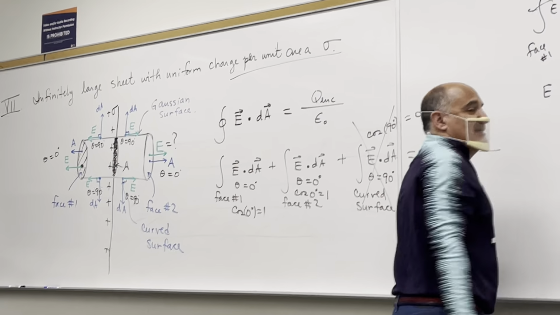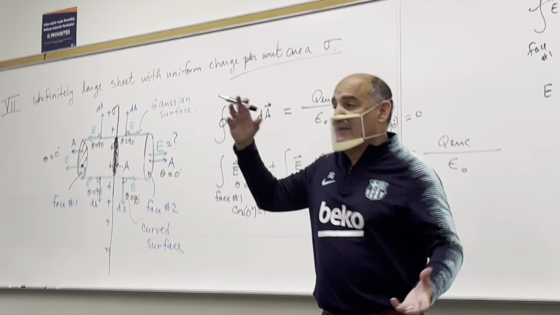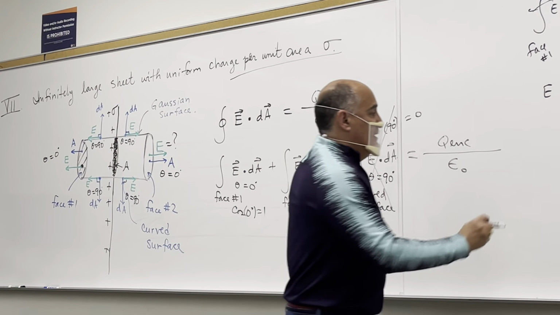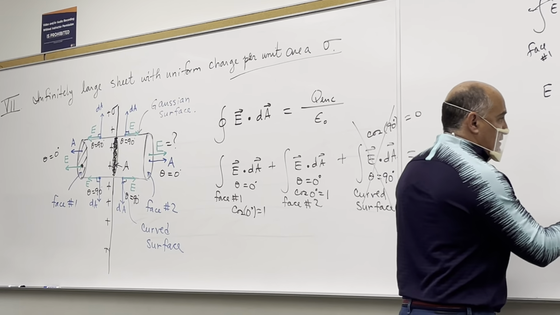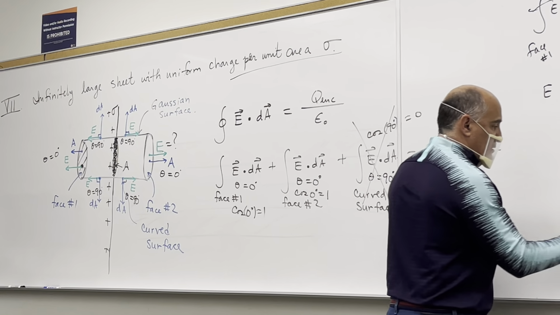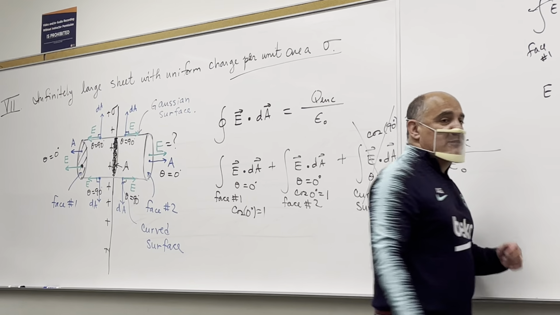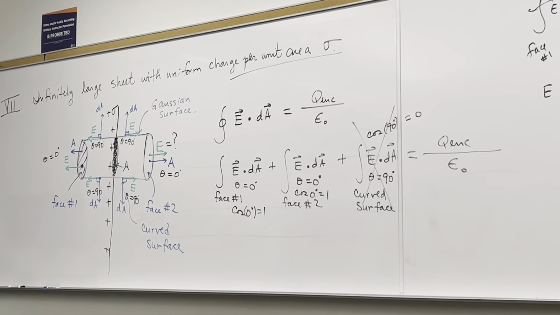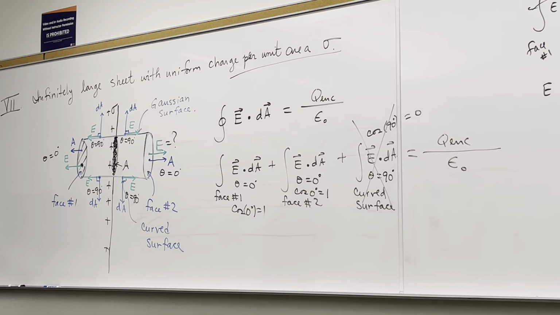Notice that the A's cancel. It doesn't matter how big of a Gaussian surface I imagine. If it's thin, thick, it doesn't matter. And the magnitude of the electric field is sigma over 2 epsilon naught. If the charge is positive, it points away from the sheet. If the charge is negative, it points towards it. This allows you to figure out the magnitude of that electric field.